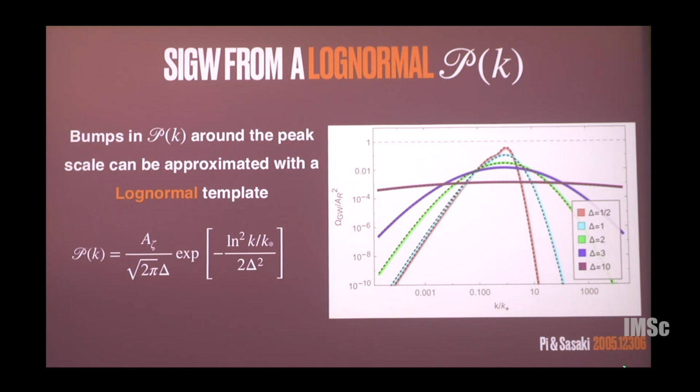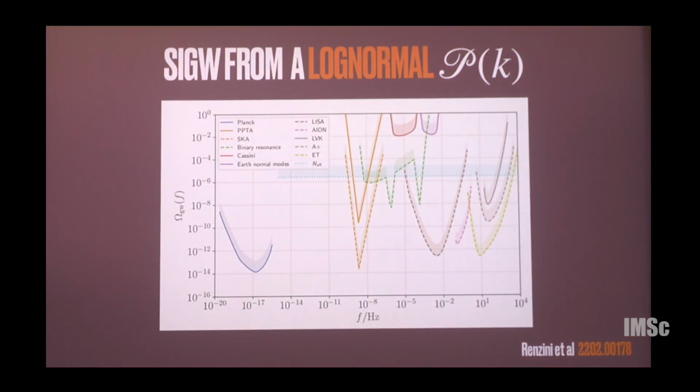So you can see that as the width of the log normal is large, we get essentially another log normal in the omega GW space. But as it becomes narrower and narrower, we get this specific double peak kind of structure, okay? So we induce a stochastic gravitational wave background with this very specific spectral shape, okay? Now the question is: is this going to be detectable or not?